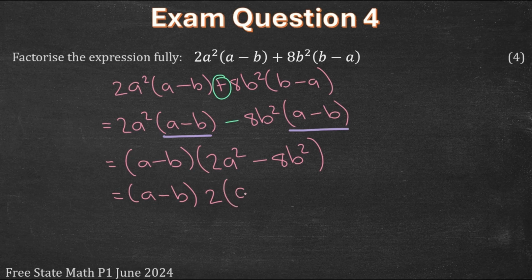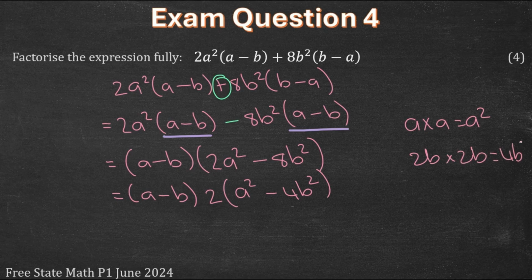We've got a squared minus 4b squared. Okay, are you done? No, because this is a difference of 2 squares. Why do I say that? Because looking at a squared, a multiplied by a gives us a squared. And here 2b multiplied by 2b gives us 4b squared. So this is a difference of 2 squares.